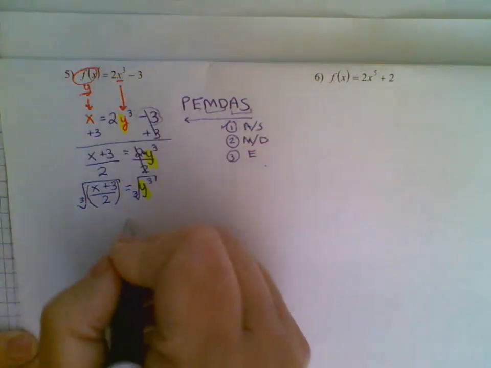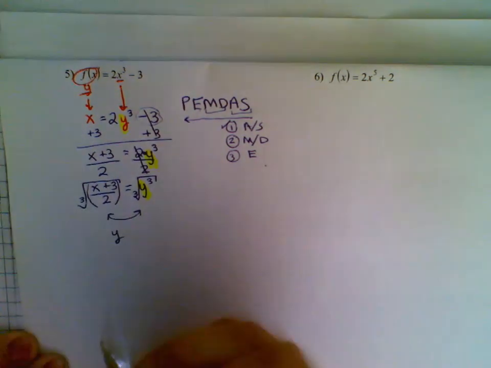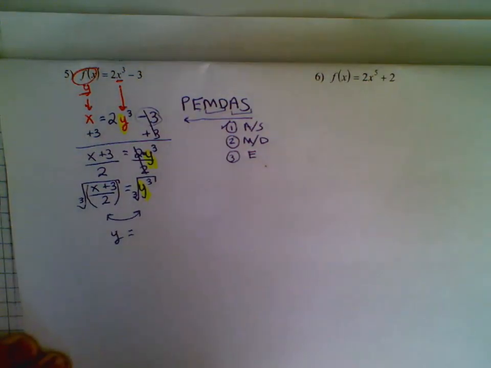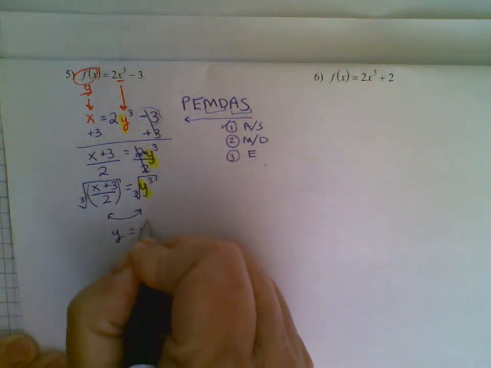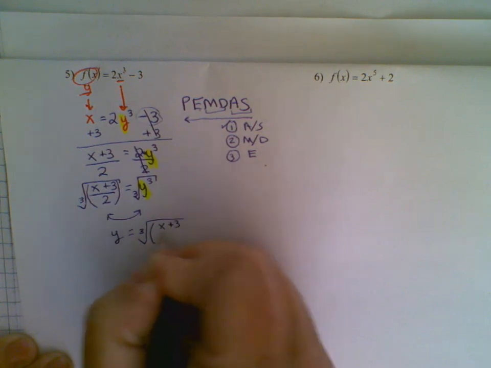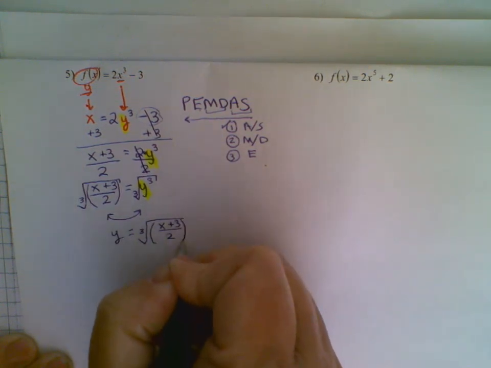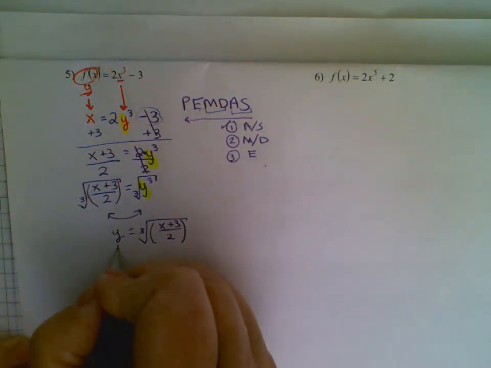All right, so now I'm going to switch my left and right sides just because we like to have y on the left. We can do that with an equation. We could just flip-flop the sides. So now I have y equals the cube root of x plus 3 over 2. And that's it. I just have to then use the proper notation.